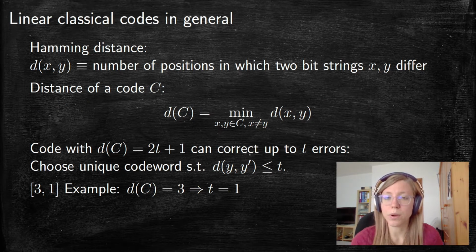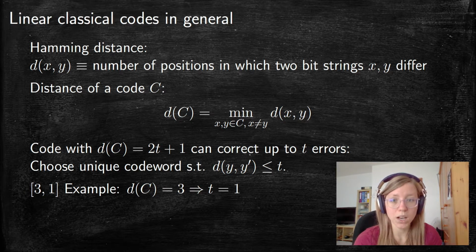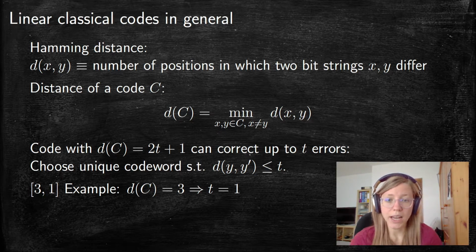In the 3-1 repetition code example, the distance of the code was 3 because we had the 2 code words 0, 0, 0 and 1, 1, 1, and their distance is 3. So the code can correct up to 1 error, and this is what we have seen before. When there were 2 errors, it wasn't possible to find the unique code word that minimizes the Hamming distance.